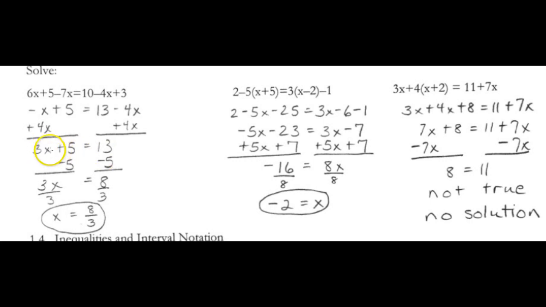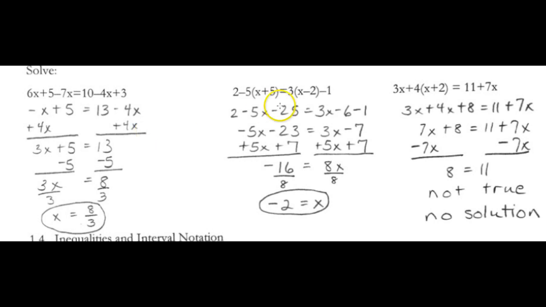We now need to isolate the x. We do that by getting rid of the 5 first and then the 3. So we eliminate the 5. The opposite of plus 5 is minus 5. We subtract 5 from both sides, and that gives us 3x equals 8. Now we need to eliminate the 3. It's 3 times x. The opposite of multiplication is division. We divide both sides by 3, and we get x equals 8/3. We can check this solution by substituting it into the original equation, and we will see that it makes a true statement.